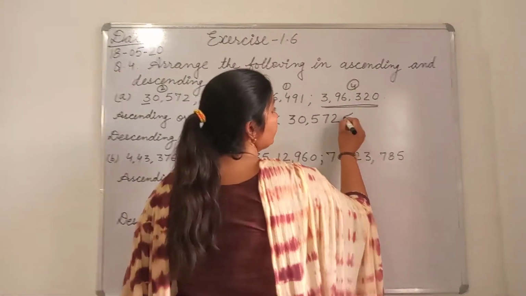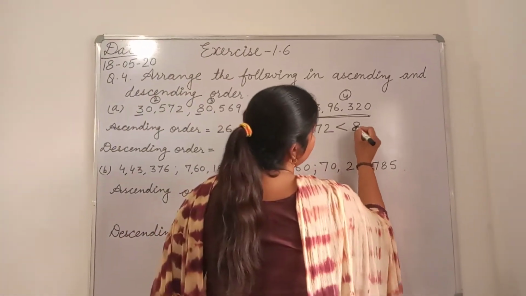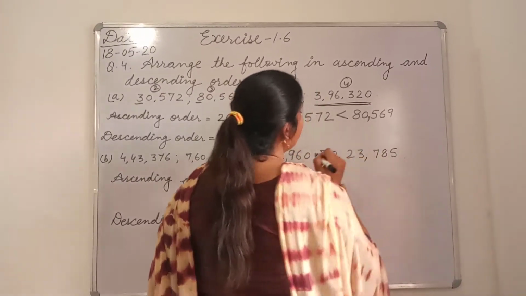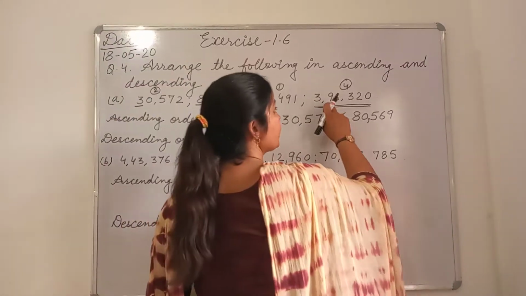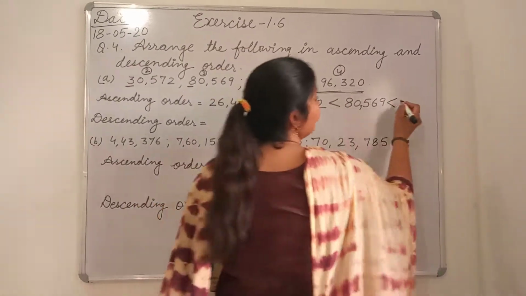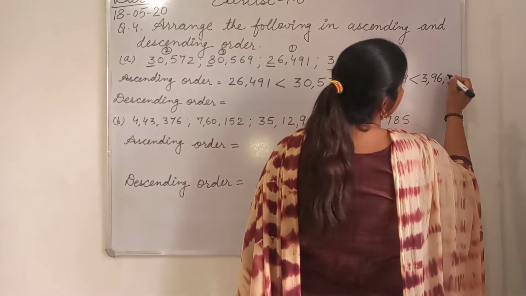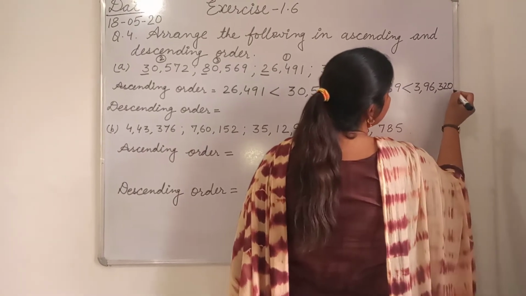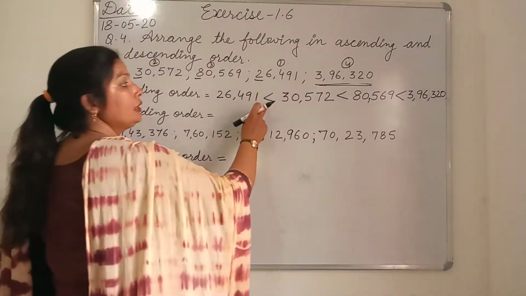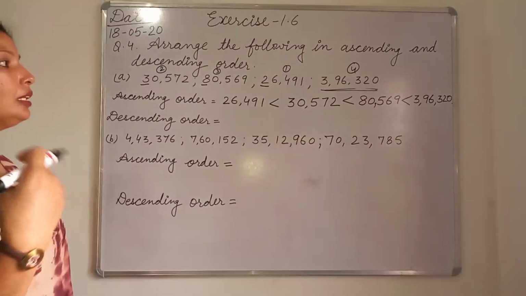Then on the third number what will come? 80,569. And now on the last, 3,96,320. So again we put the less than symbol, and this is finished. When we arrange in ascending order, we always write the less than symbol, because the first number is less, then big, then big, then big.